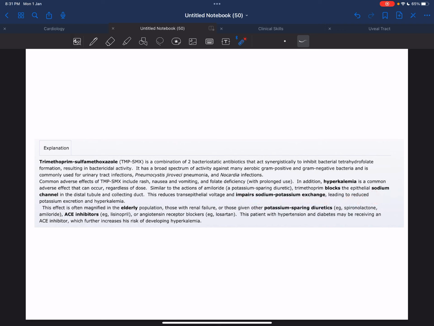This effect is often magnified in the elderly population, those with renal failure, as we've said, and those on potassium-sparing diuretics, for example, spironolactone or amiloride, ACE inhibitors, for example, lisinopril, or angiotensin receptor blockers, for example, losartan. This patient with hypertension and diabetes may be receiving an ACE inhibitor, which further increases the risk of developing hyperkalemia.